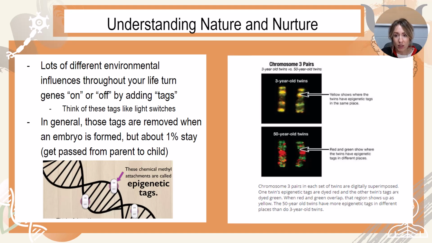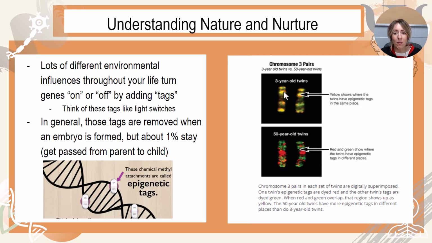Another, just kind of like a visual of this, is that if we take twins, right? So 3-year-old twins, so there's a red twin and a green twin. And when we lay their DNA on top of each other, what we're seeing is that they have most of their genetic tags in the same place because they are showing up as yellow.